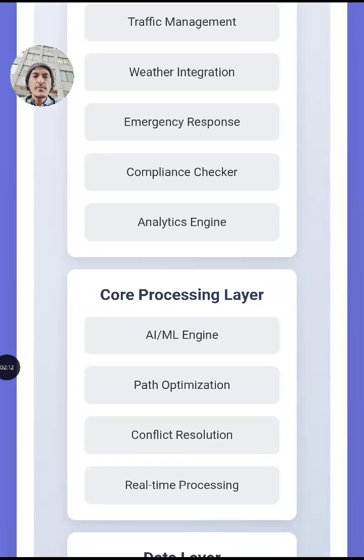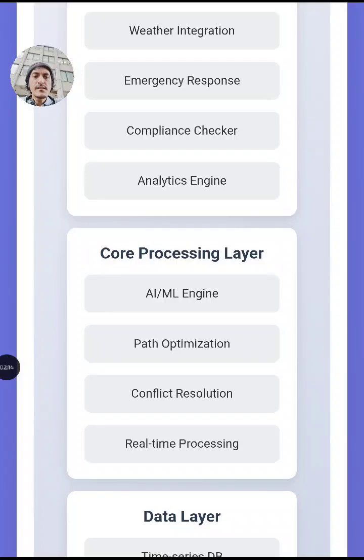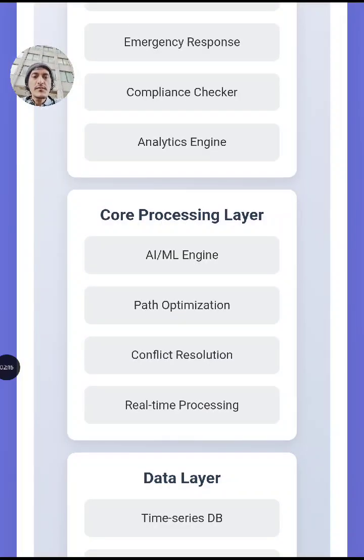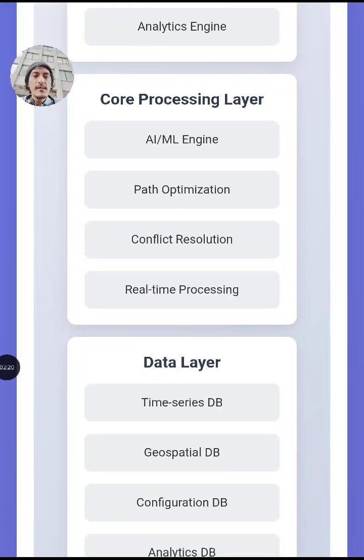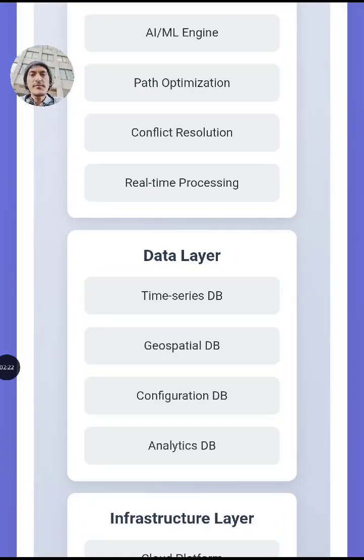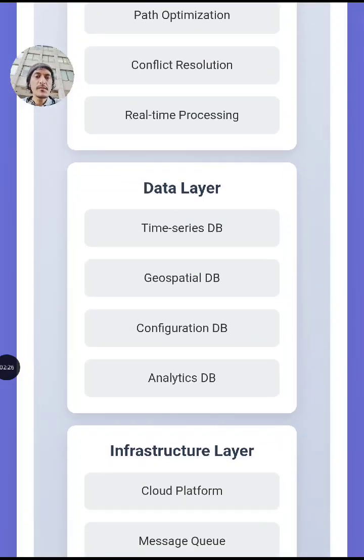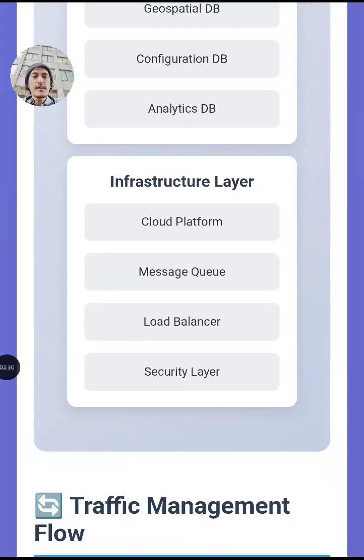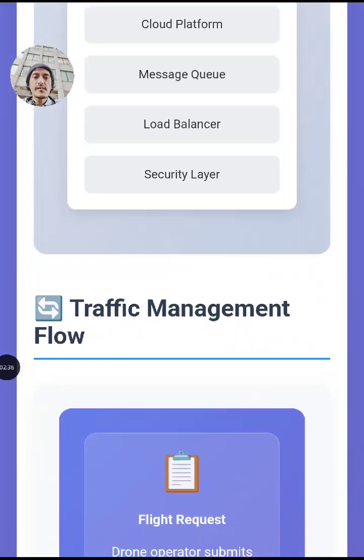Then we have the core processing layer: AI/ML engine, path optimization, conflict resolution, real-time processing. Then we have the data layer: time series database, geospatial database, configuration database, as well as analytics database. Then we have the infrastructure layer: cloud platform, message queue, load balancer, security layer.